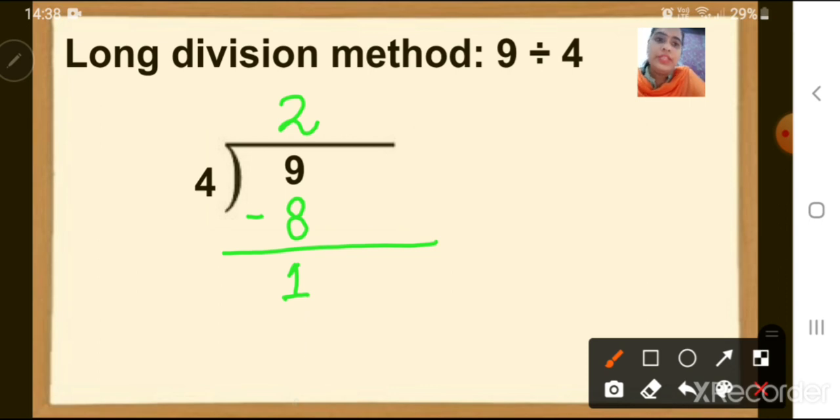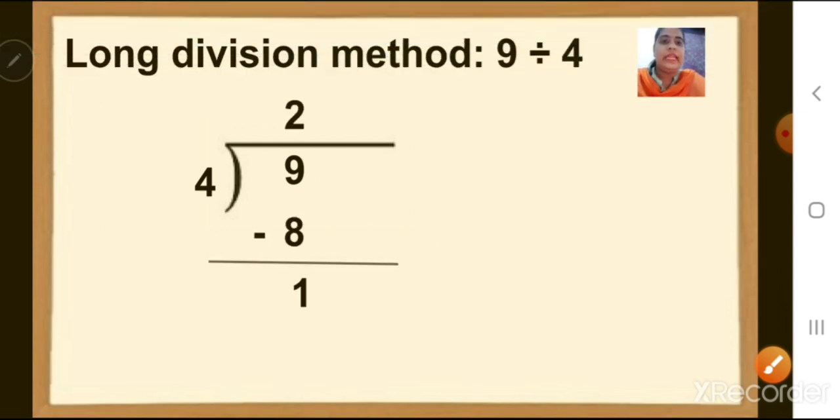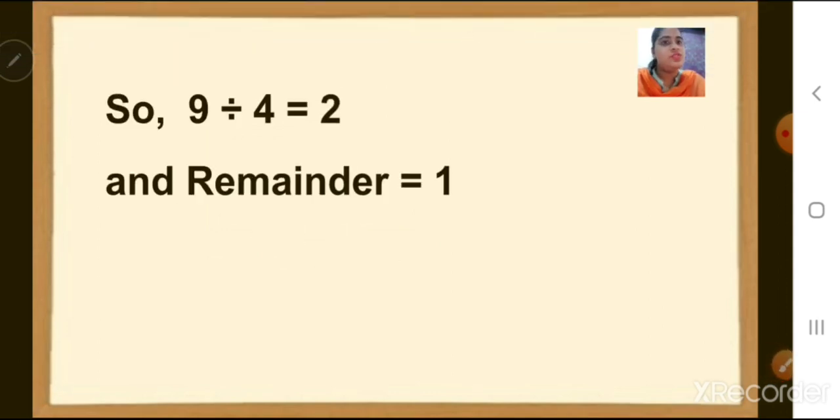Now here children, in this question you can see there is a single digit number as dividend. There are no other numbers after 9. So that's it. Number 1 is our remainder. We did not divide more. Like this we have got our answer. So we can say 9 divided by 4 is equal to 2 and remainder is equal to 1.